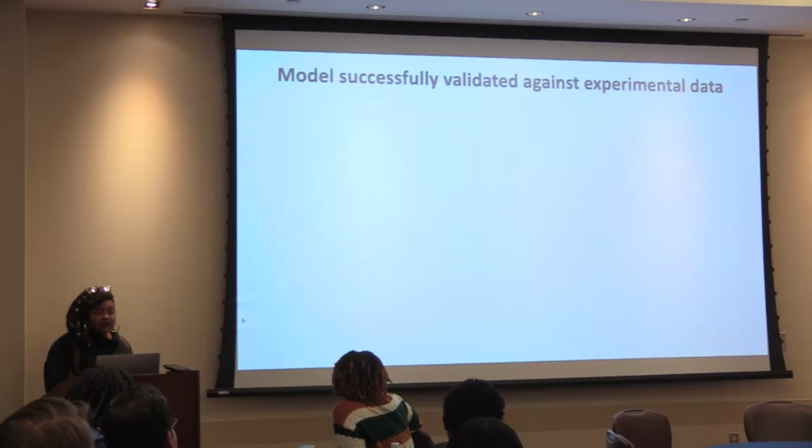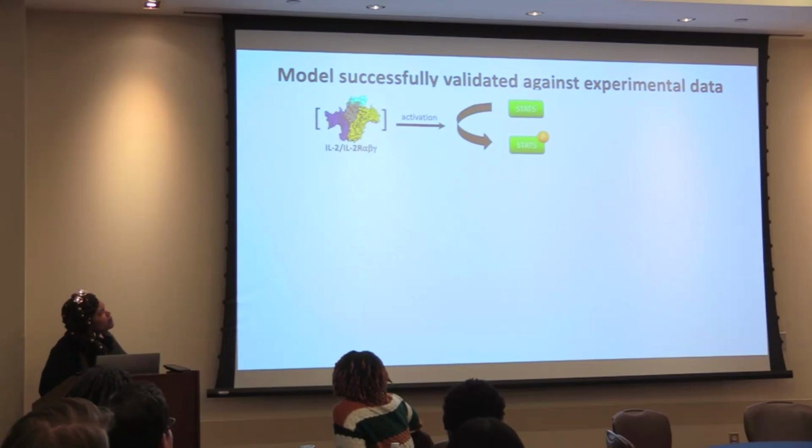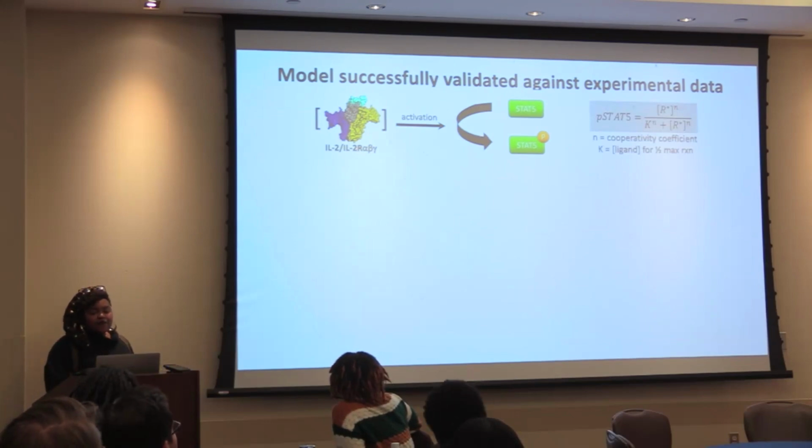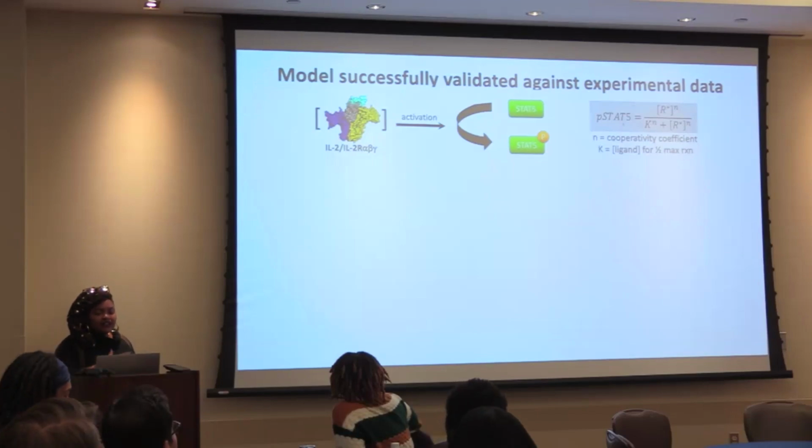We have to change some of our assumptions. One of the things that we said was, you know what? Maybe there isn't a 1-to-1 ratio between ligand receptor complex and activated STAT5. Maybe there's an element of cooperativity. And that's exactly what we tested. We used the Hill function in order to add an element of cooperativity into this. And the n is your cooperativity coefficient.